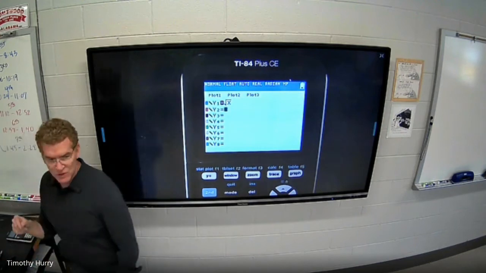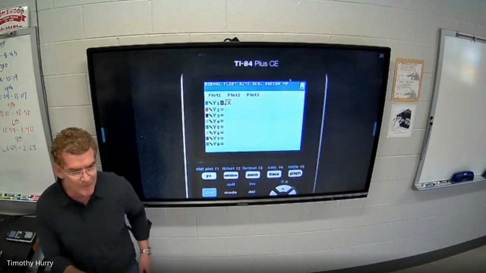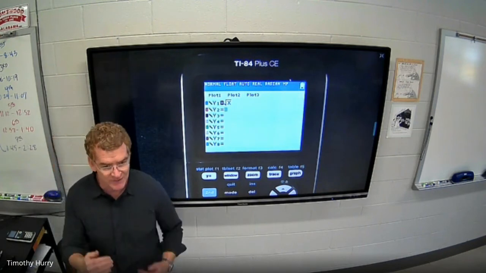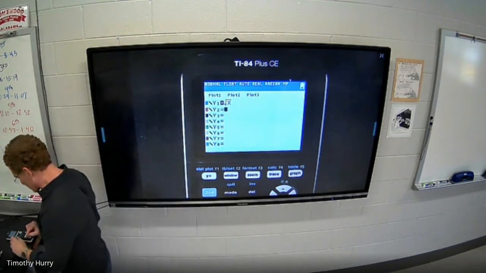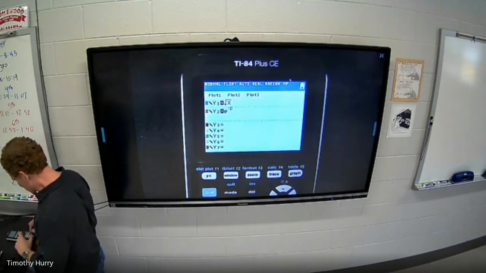And by the way, don't use the E button if you have an Inspire. I know it's just sitting right down there, easy to grab. Use the e to the x function. On this one, that is right above your natural log key. So e to the negative 3x function.